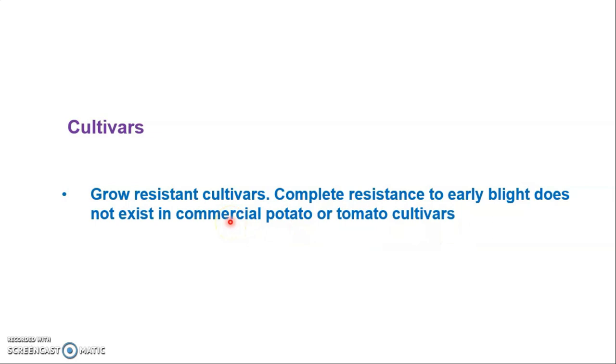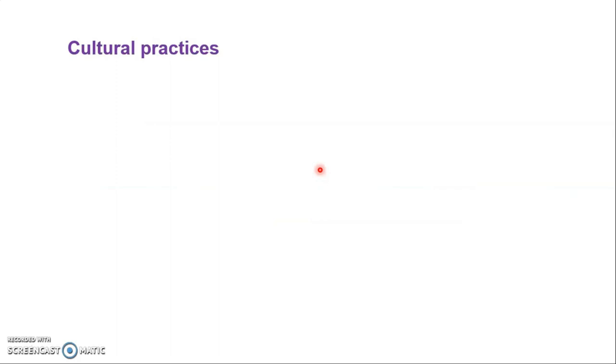So you can't say that every potato or tomato cultivar has complete resistance against early blight disease. You can't say that. Complete resistance is impossible. If any cultivar has complete resistance, then after 5 or 6 years, that resistance will break down. And our next management is cultural practices.